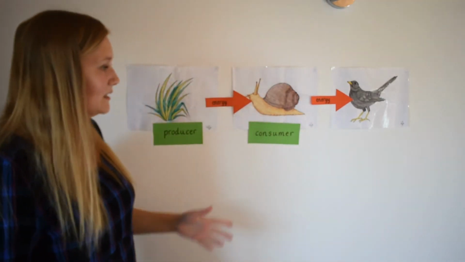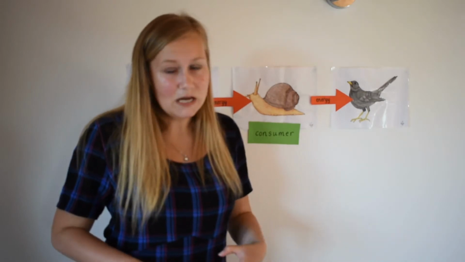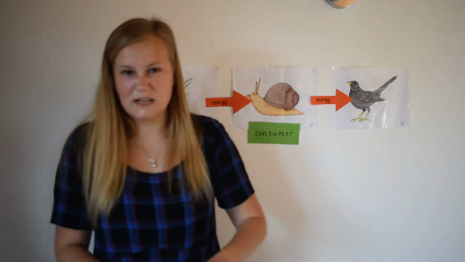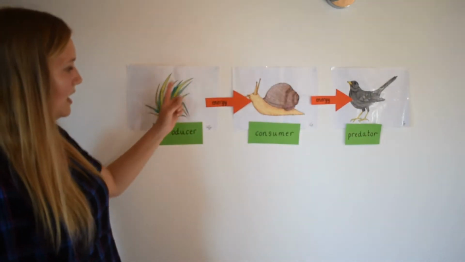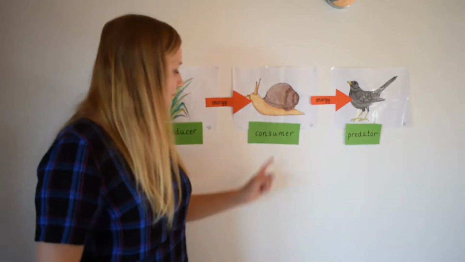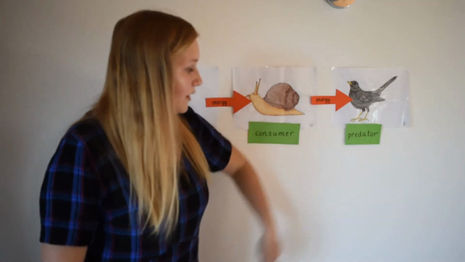Consumer. Do it again. Consumer. Excellent. Now the very last one is kind of the big scary animal, so I want you to get your big scary faces out. This is our predator. Can you do your big scary predator face? Predator. Fantastic. So the energy moves along the food chain. It starts in the producer, moves into the consumer, and finally into the predator.